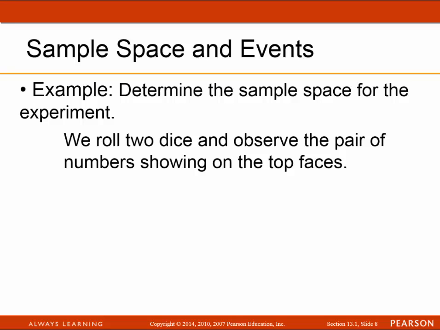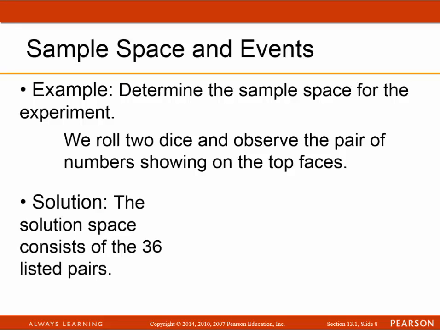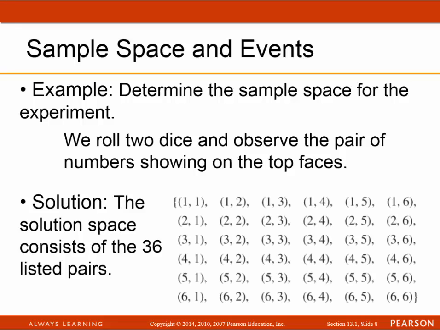So here's another example. We roll 2 dice and observe the pair of numbers showing on the top faces. So the solution would be a sample space consisting of 36 listed pairs. And here are the 36 listed pairs. Now this is very similar to one of the questions on the test that we just had. So we roll the first die, we get a 1. We roll the second die, we get a 1. That'll be a 1, 1. And that goes all the way down to getting a 6 and then a 6.